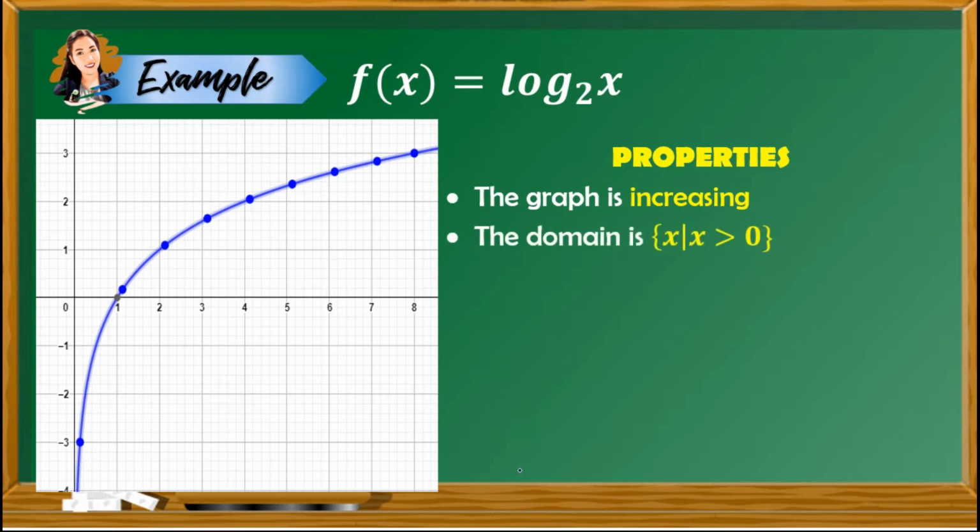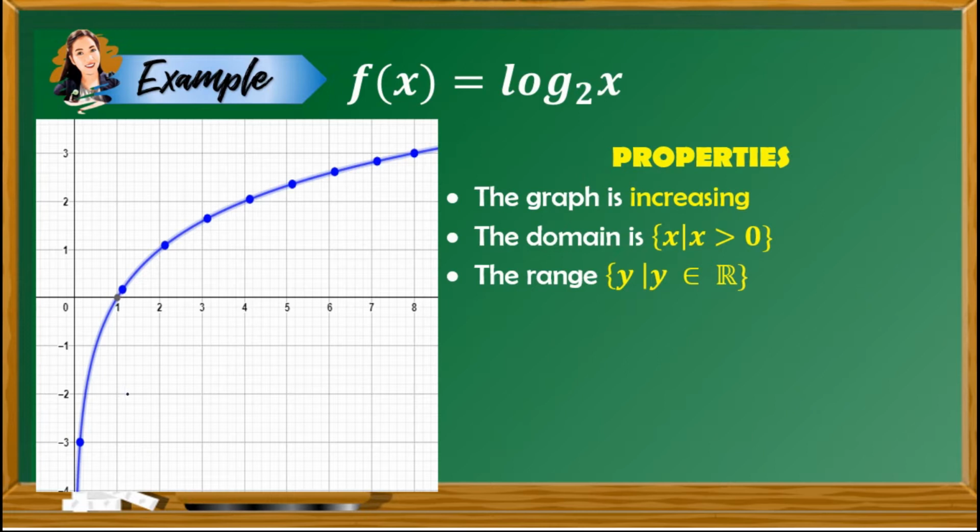How about the range? Observe the values of y. Here, the graph is increasing, meaning to say it goes upward continuously. At the same time, this portion is moving downward continuously. So the range of this function is the set of real numbers.